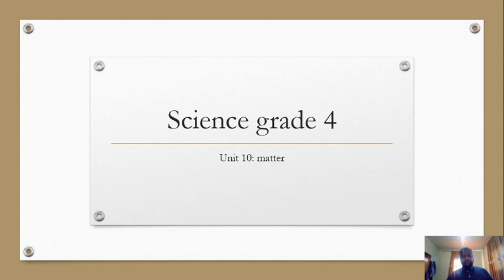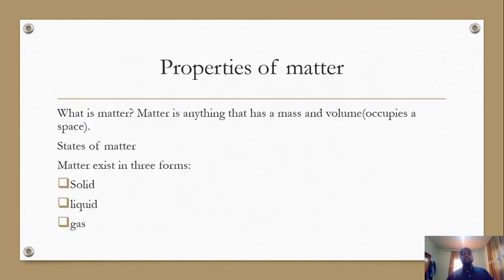This is science. We're going to start a new topic which is about matter. So first, what's matter? Let's define our term. What does matter mean? Matter is anything that has a mass and volume. Volume means it occupies a space.